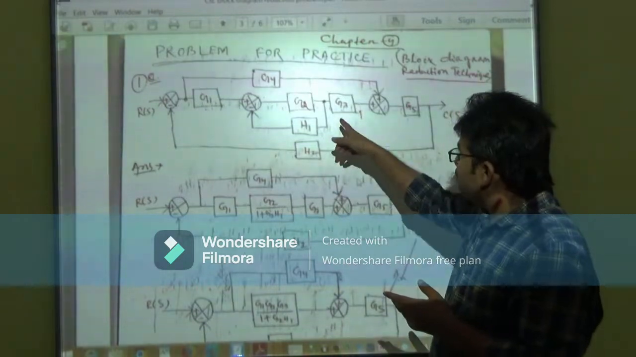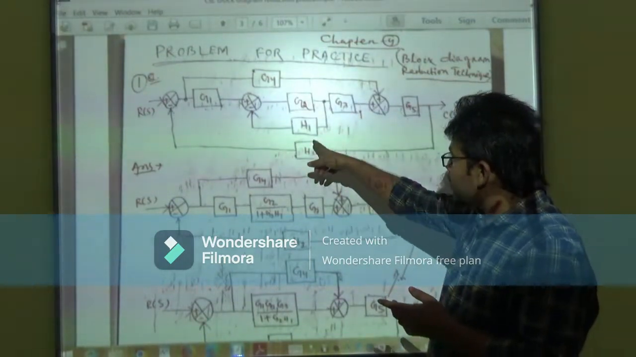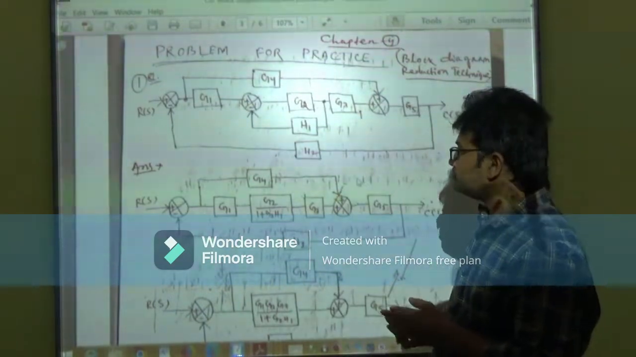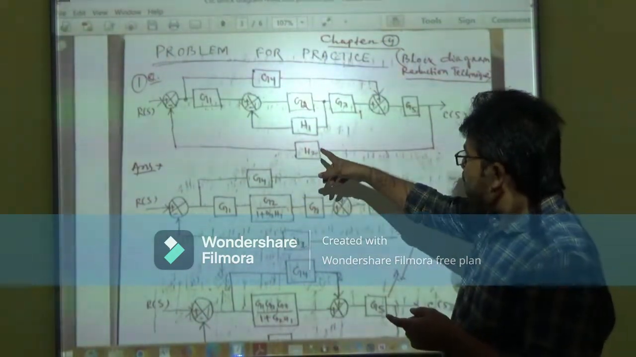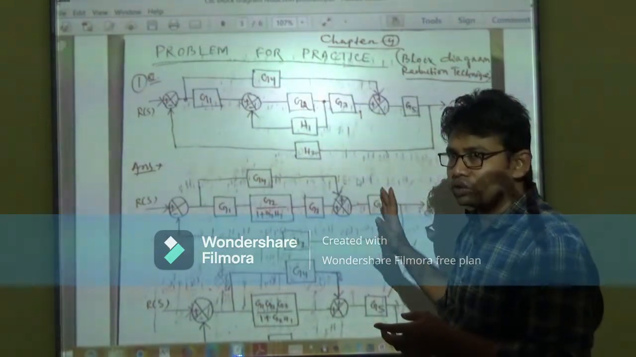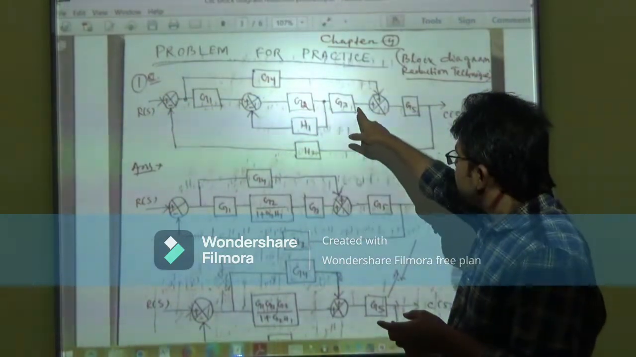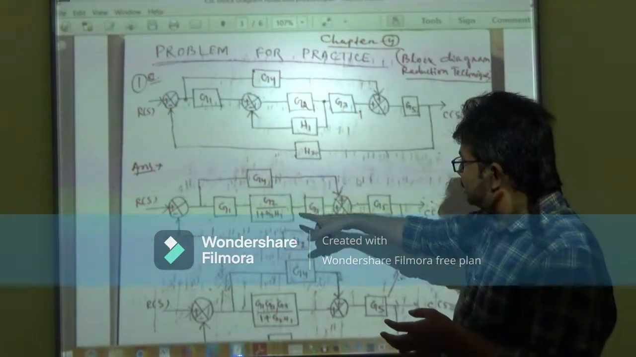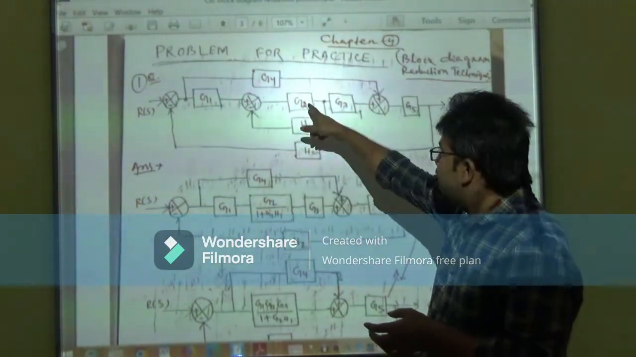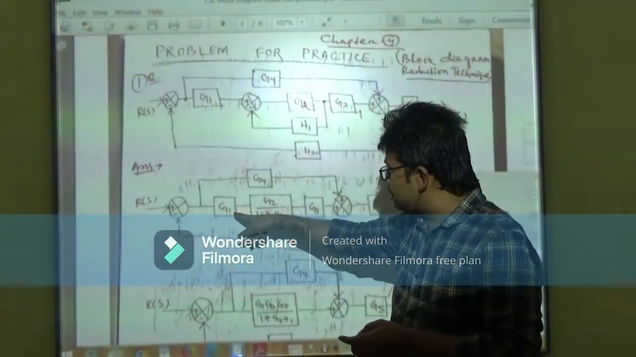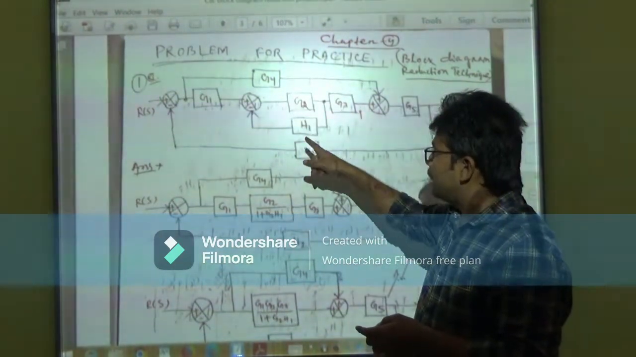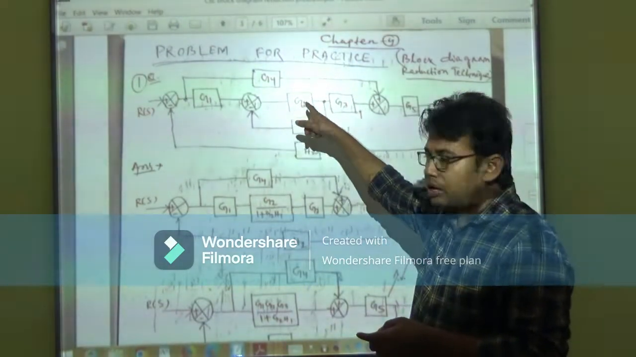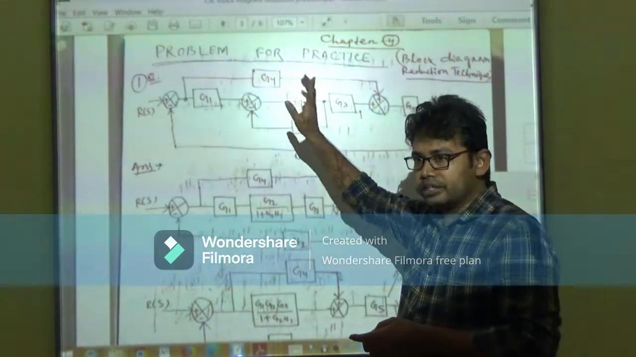The feedback paths here are one and two, that is H1 and H2. First we find the series or cascade path, but a series path is not there. Then we find the parallel path. That parallel path is G2 with H1, connected to the summing point, from output to input.